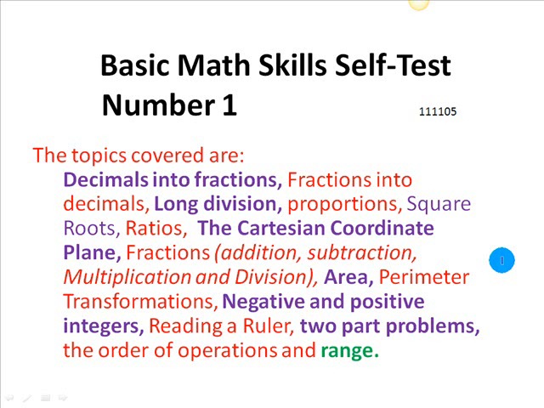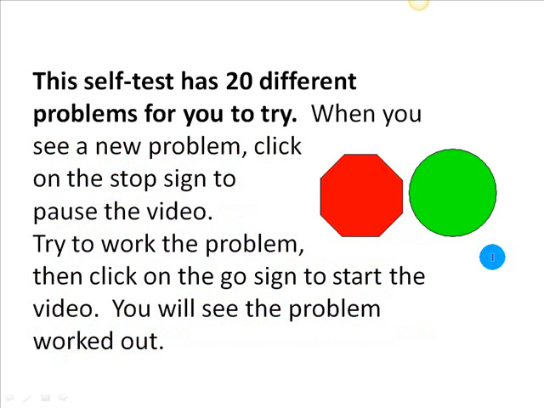The way this is going to work is you're going to take a look at each problem, be given a few minutes to work it out yourself, and then see how you did. So we'll take a look at number one. This is supposed to be something like taking a look in the mirror as you walk out the door. It's just a quick check. How are you doing? So this self-test has 20 different problems for you to try.